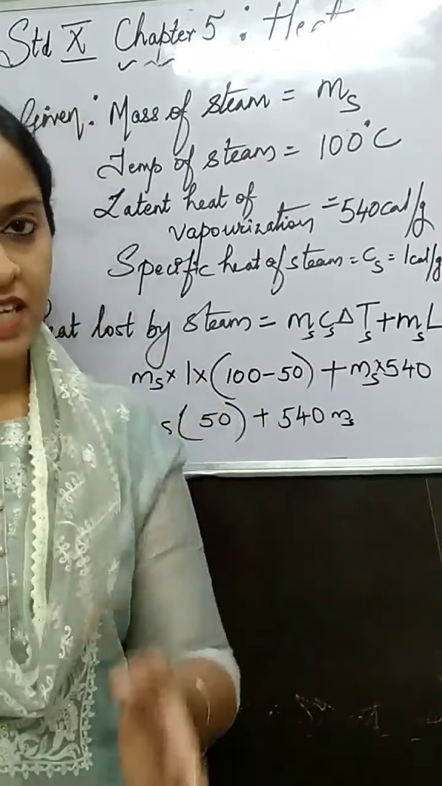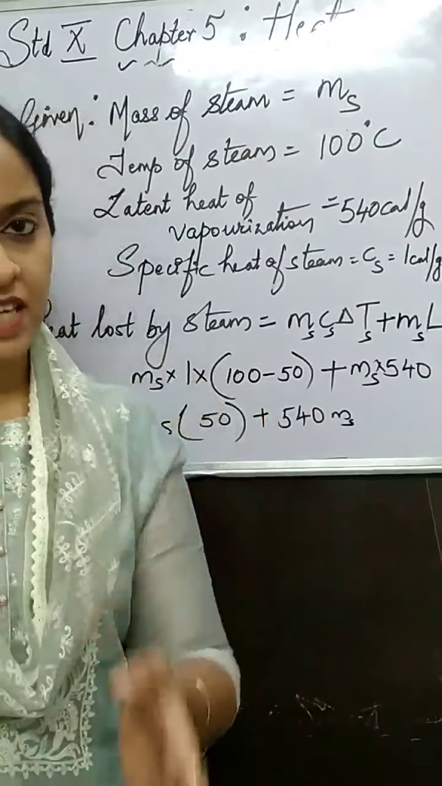For ice we have written I. So mc delta T plus mL is equal to mc delta T plus mL. Only you have to change the suffix. Here for ice, all I, and here for steam, all S. And what is delta T? Delta T is 50. Just substitute the values here.